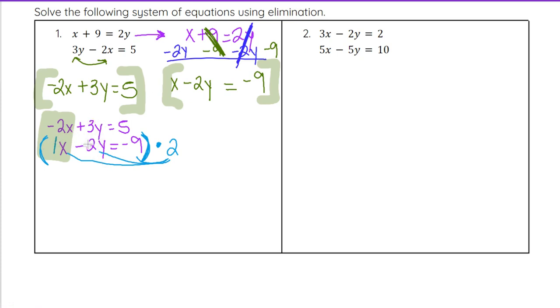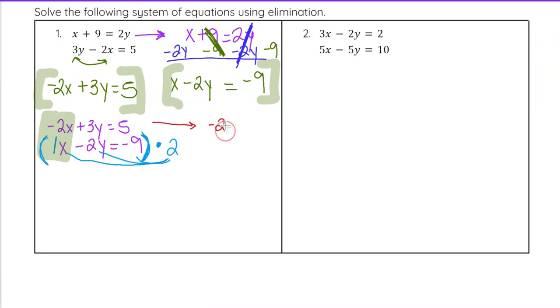With the y's, negative 2 can't be multiplied by a whole number to turn into a negative 3 so that it can be added or subtracted with the 3y on the top here. So I would not suggest doing the y's here. I would suggest doing the x's. So let me show you what we get when we do that.